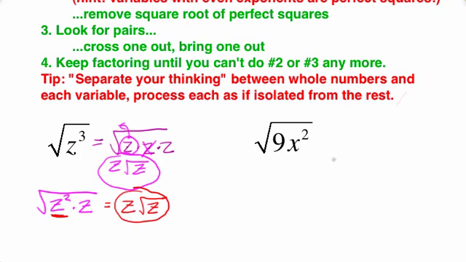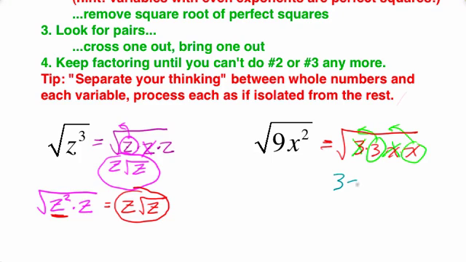Let's take a look at the second problem, which is the square root of 9x squared. Now, if you want to do this very quickly, you recognize we have two perfect squares. But let's say you didn't see the perfect squares. Let's say you factored it. So we have 3 times 3 times x times x. And again, if you just go to taking a look at pairs, we have a pair of 3's. We're going to cross the 3 out and bring a 3 out. We're going to cross out an x and bring out an x. So we're going to end up with a 3 outside the radical and an x outside the radical, and there's nothing left under the radical, so we don't actually write the radical at all. So the final answer is 3x.